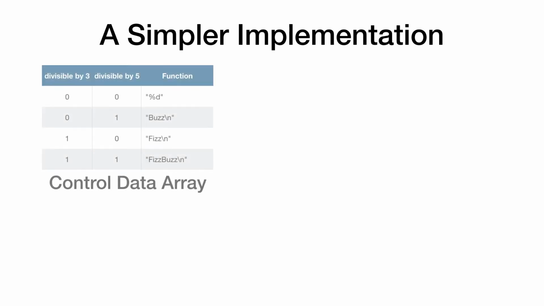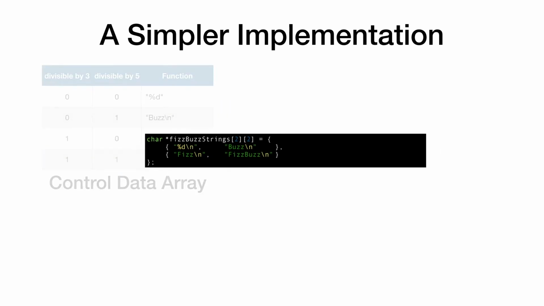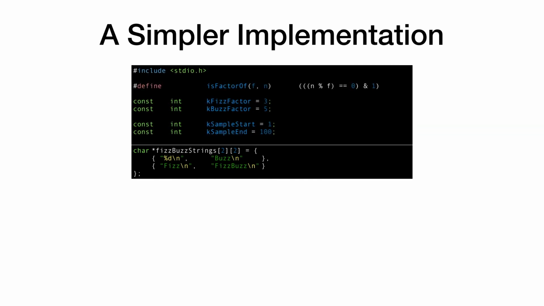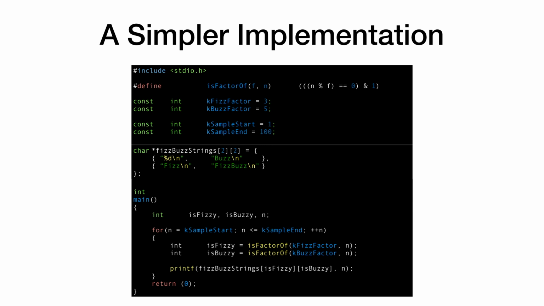So now to code it, I define and populate the control data array, and add the preamble and constants the app will use. Then code main with the control loop, and the rules and the printf statement which will use the formatted string specified by the control data array. And that is how professional C programmers truly code FizzBuzz.